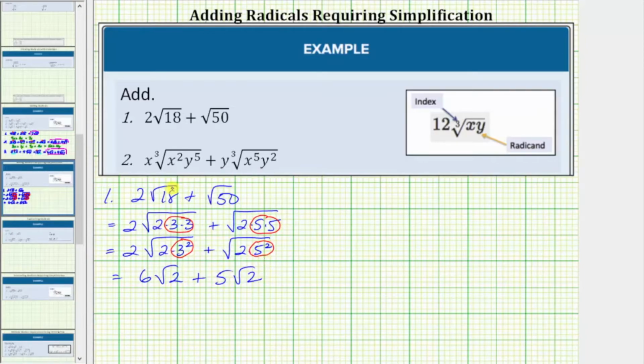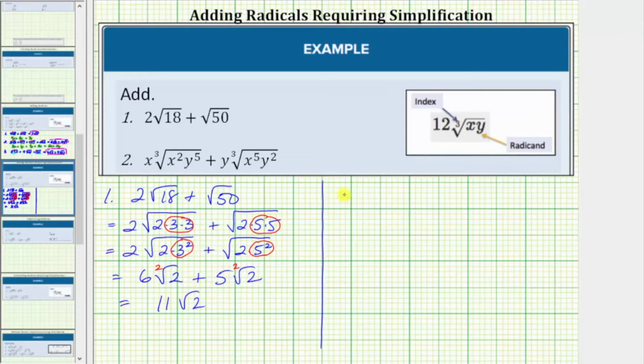Now that we've simplified both square roots, notice how we do have like radicals because both terms contain the square root of 2. Or more formally, these are like radicals because both have an index of 2 and a radicand of 2. And we add like radicals just like we add like terms, treating the radical, or in this case the square root, as if it was a variable. So 6 square root 2 plus 5 square root 2 equals 11 square root 2. We added the 6 and the 5 to get 11, and the square root 2 remained the same.